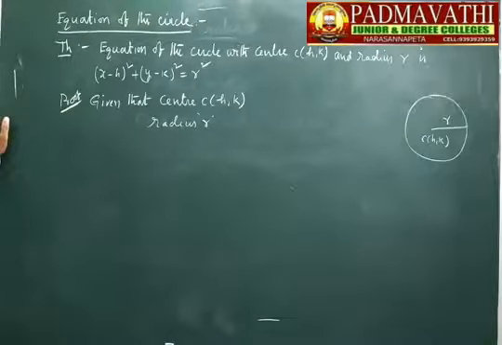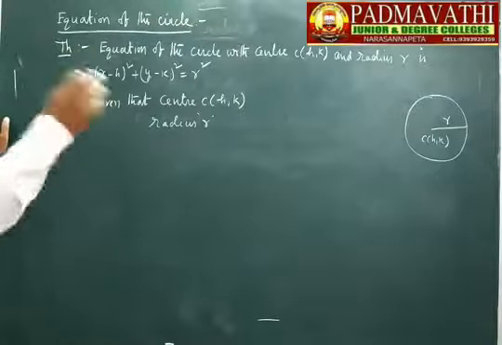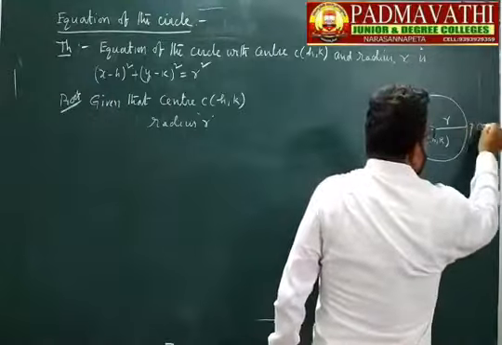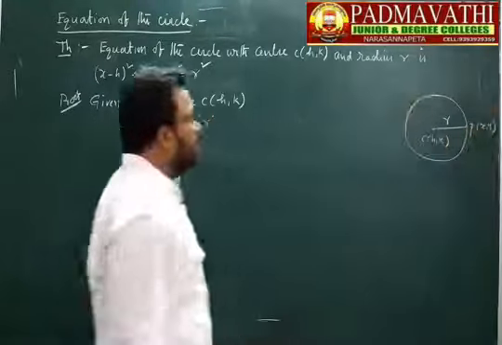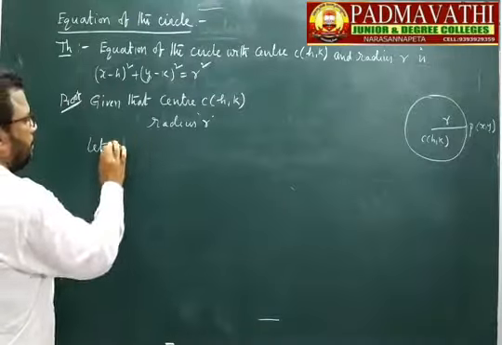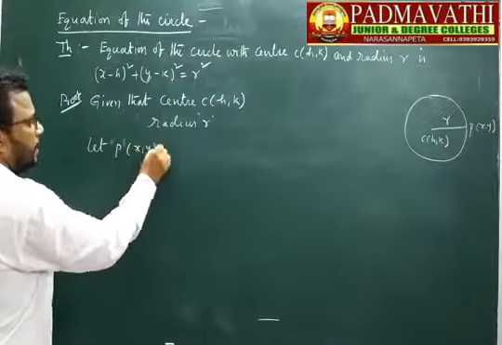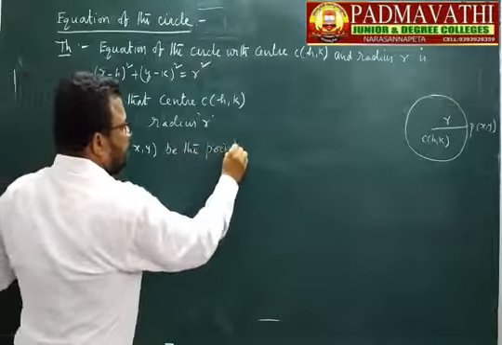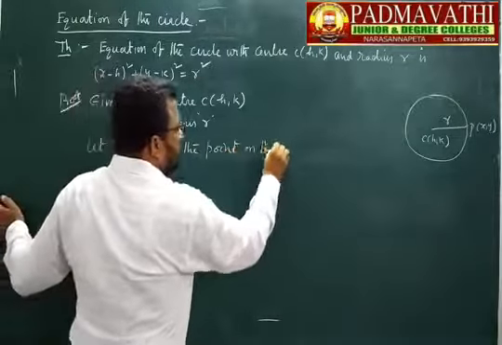Now let us take a point on the circle. Let P(x, y) be the point on the circle.